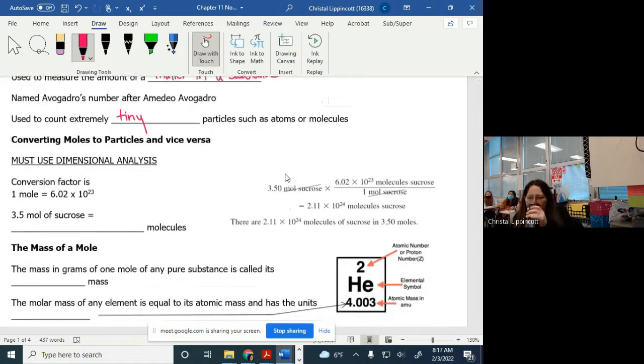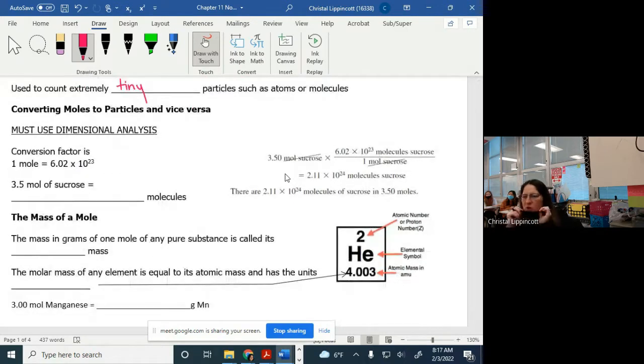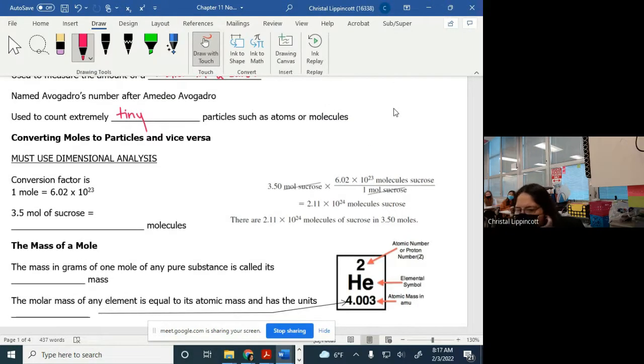All right. So for this chapter, you have two conversion factors. This is one of them, right here. And then the other one is the masses off the periodic table. So the masses on the periodic table equal 1 mole of that substance.